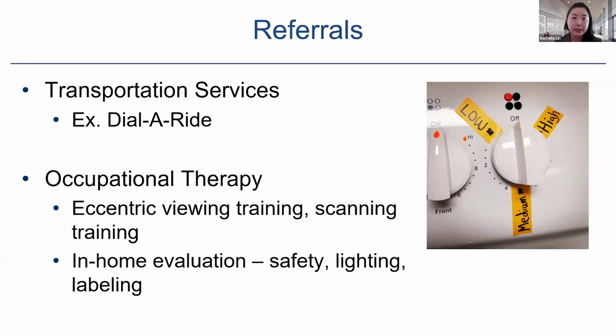Depending on your state and your region, you may also have access to transportation services for patients who cannot drive themselves. For example, dial-a-ride or access services, but that's very regional, so you'll have to figure out what's available in your area. And then occupational therapy. There are occupational therapists who are specially trained in vision rehabilitation, and they can help with things such as eccentric viewing training, scanning training, and also in-home evaluations for safety, lighting, and labeling devices.